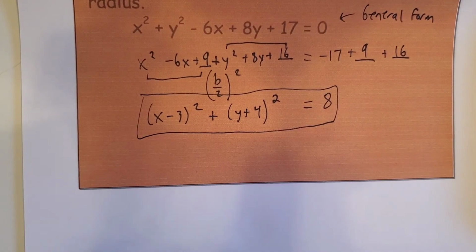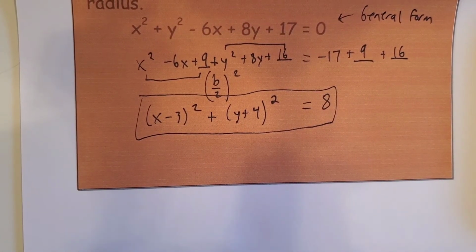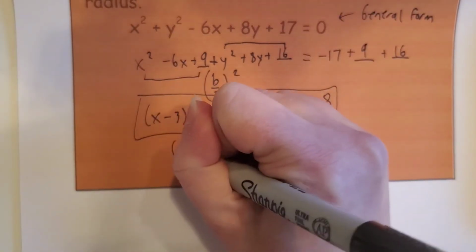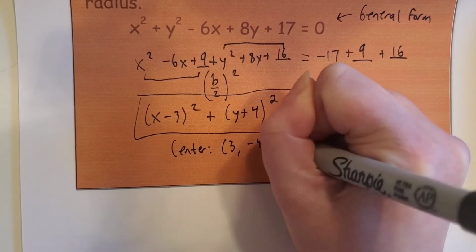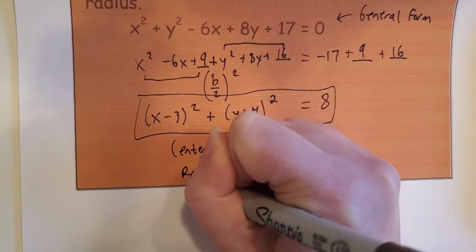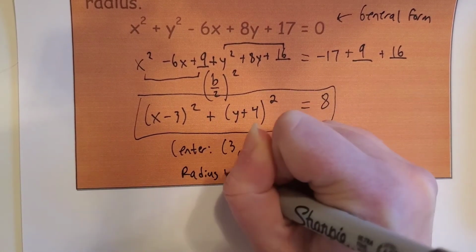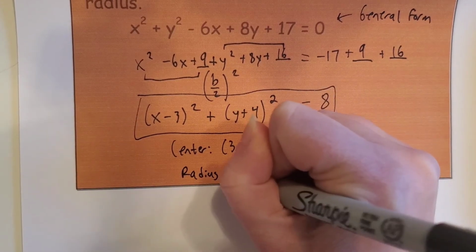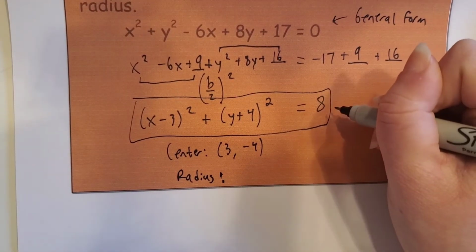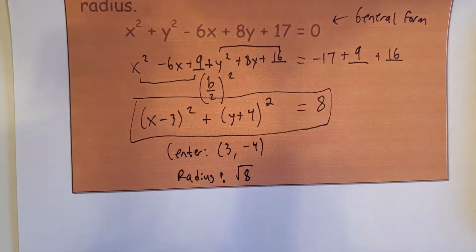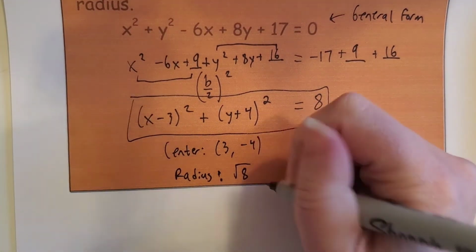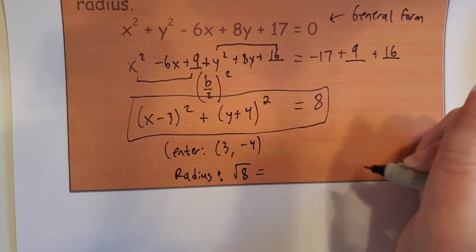For the center, we just have to make sure to switch the signs, like we would when we plugged it all in. So your center is 3 comma negative 4, and your radius, since this is r squared, your radius is the square root of this, so it's the square root of 8. And I mean, it might be a good idea to break down that radical.